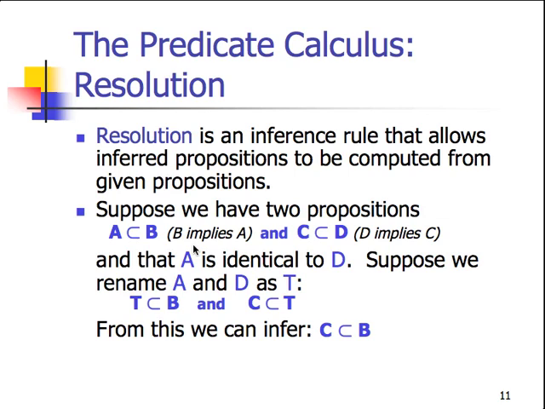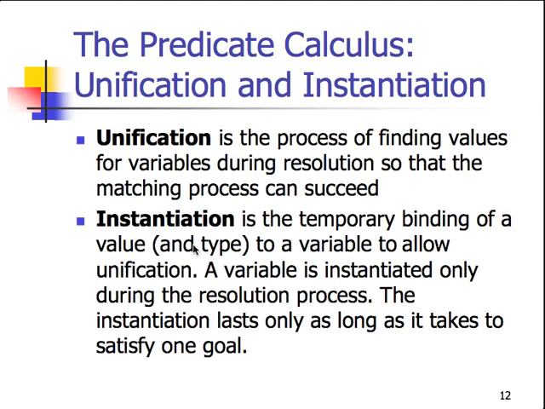And then from this form we can infer that B implies C. So we just substitute a rule in, and we can figure out what's going on. The better the rules, the more substitution can exist, the more logic we can derive out of something, and it mimics human thinking in terms of the concept. So unification is the process of finding values for variables during resolution so that the matching processes can succeed.